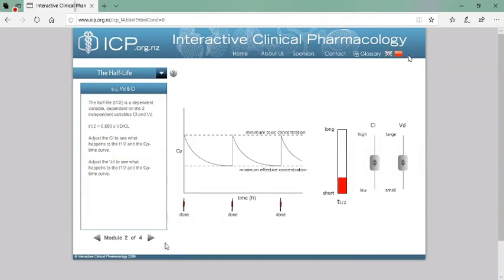This part is a bit crucial. I was telling you, remember I said after the second half-life, what percentage of the drug are you eliminating?